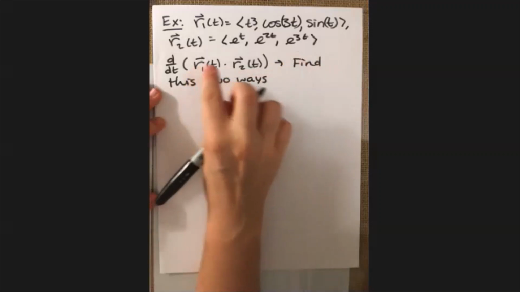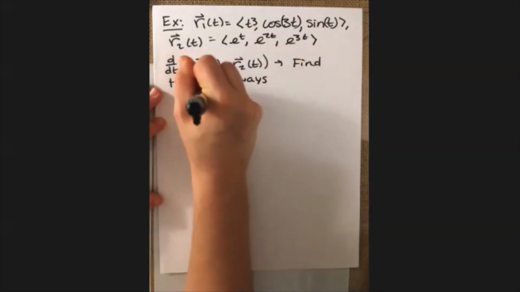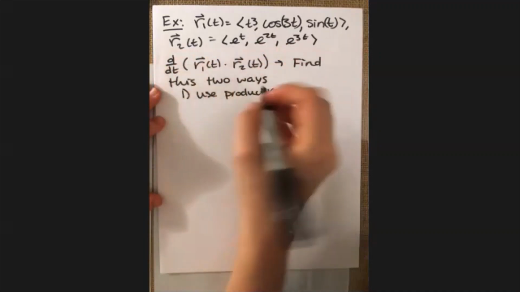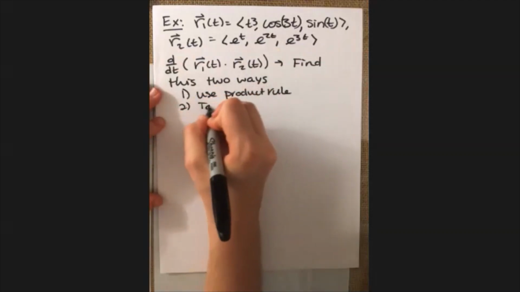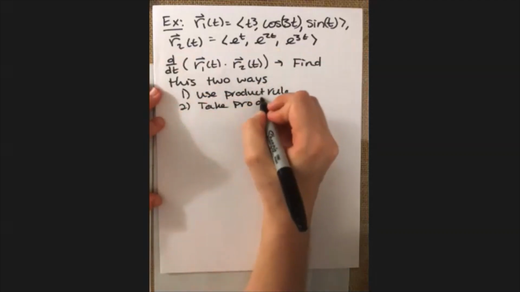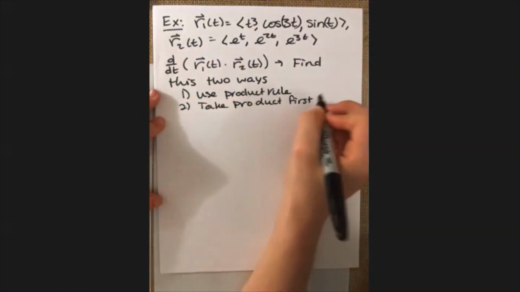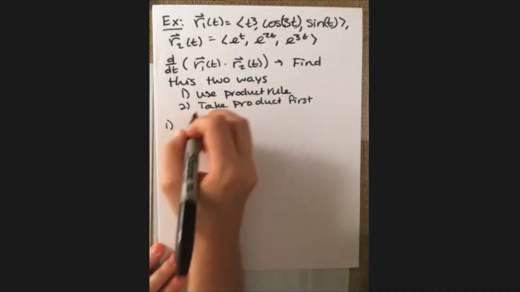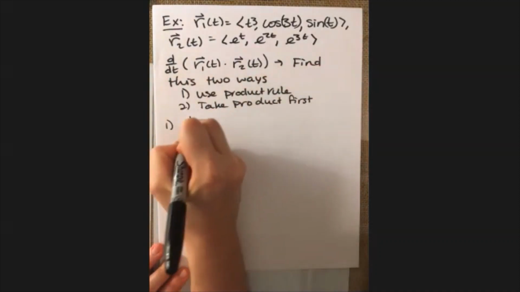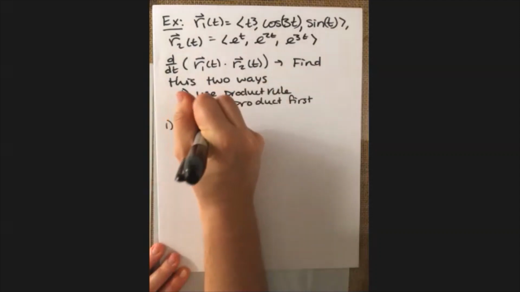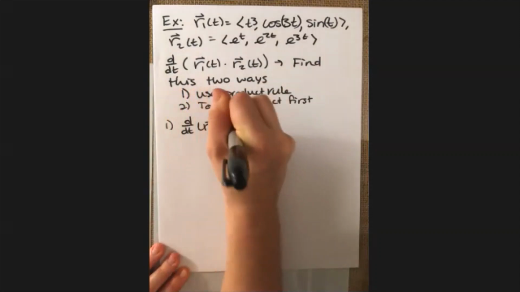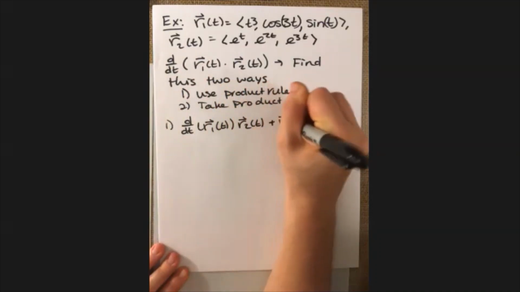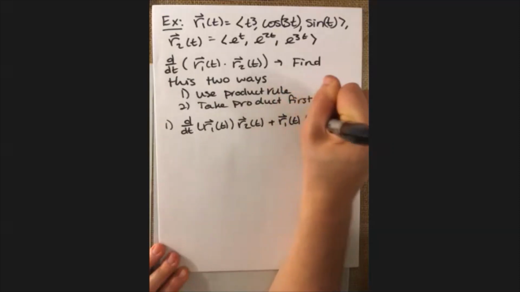The first way is going to be to actually use the product rule. And then the second way is going to be to take the product first, and then I'll take the derivative the way we normally would. Okay, so let's do this the first way. So method one. In this case, this expands out to d/dt applied to r1 of t, and then r2 of t, and then plus r1 of t left alone times d/dt of r2 of t.